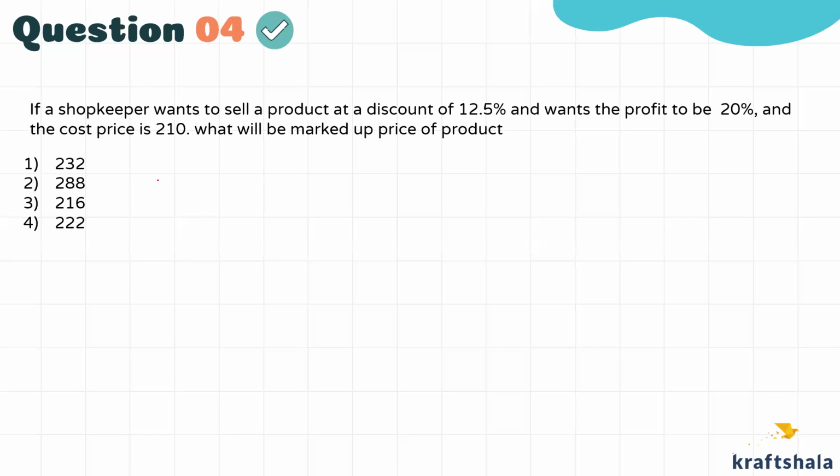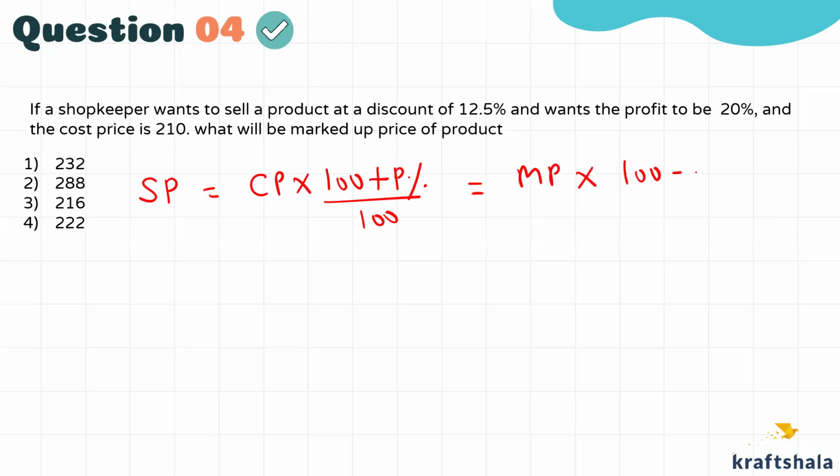Now what we can do is SP is equal to CP into 100 plus P. That is what we learned. And we also learned that SP is equal to MP into 100 minus discount percent. Isn't it? Both are SP. So we can use this equation.